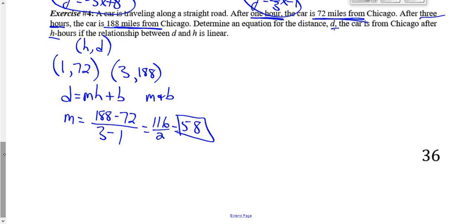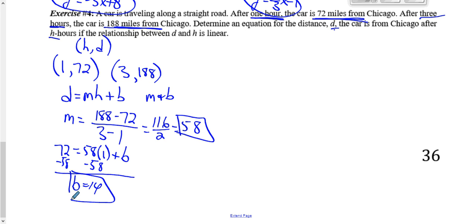Now I need a b. Which of the points do you want to use there? I did 72 equals 58 times 1 plus b. Yeah, that looks pretty easy. You've got something times 1, right? So 72 equals 58 times 1 plus b. Subtract 58 from both sides, and you get 14. b equals 14. Now let's go write our equation.